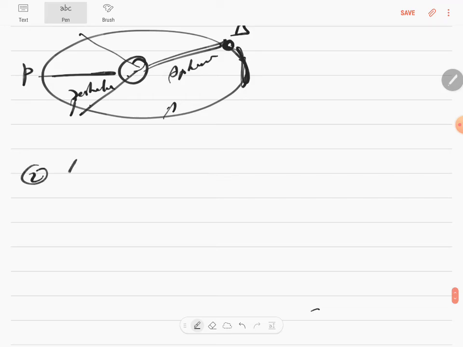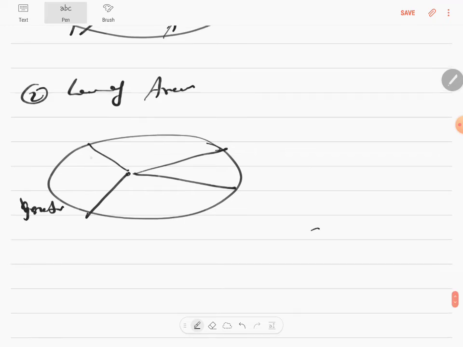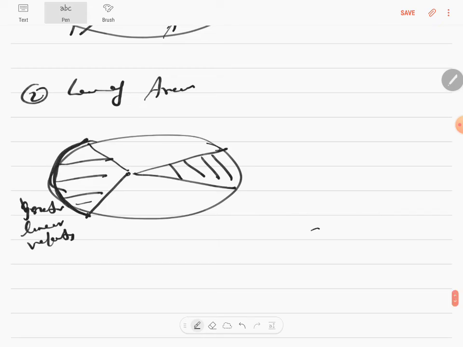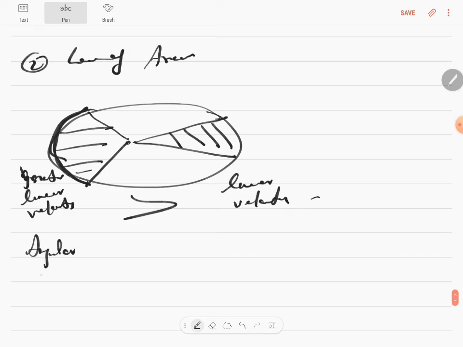The second law is the law of areas. So you have an ellipse like this. This will have a bigger radius, and this will have a smaller radius. A small radius will obviously have greater velocity. So this area and this area are the same. The arc length is more because the linear velocity is more. Linear velocity here is greater than linear velocity there. But the angular velocity is the same, omega.